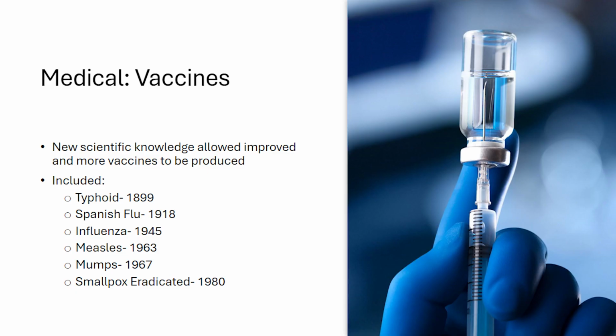Also, a lot of innovations in the medical field, one of them being vaccines. New scientific knowledge allowed and improved more vaccines to be produced. The vaccines included the typhoid vaccine in 1889, the Spanish flu vaccine in 1918, the influenza vaccine in 1945, the measles vaccine in 1963, the mumps vaccine in 1967, and the smallpox vaccine in 1980.